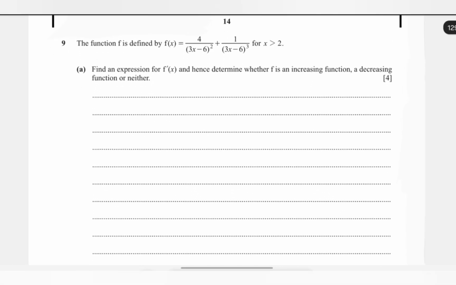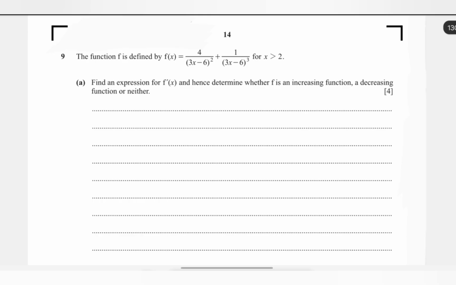Right, then for number 9, it says the function f is defined by f of x being equal to 4 over (3x minus 6) squared plus 1 over (3x minus 6) cubed, for x being greater than 2. That's our domain. And A is saying find an expression for f prime of x, and hence determine whether f is an increasing function, a decreasing function, or neither.